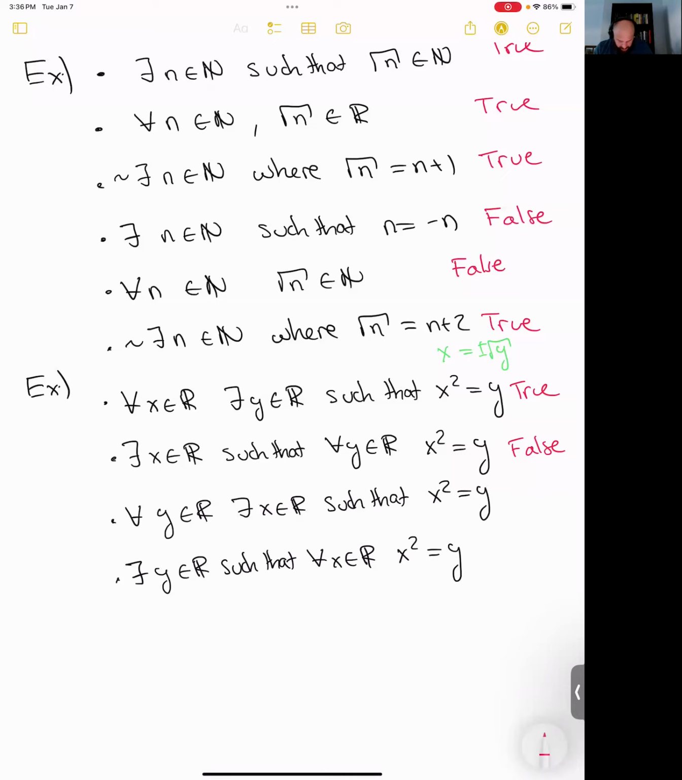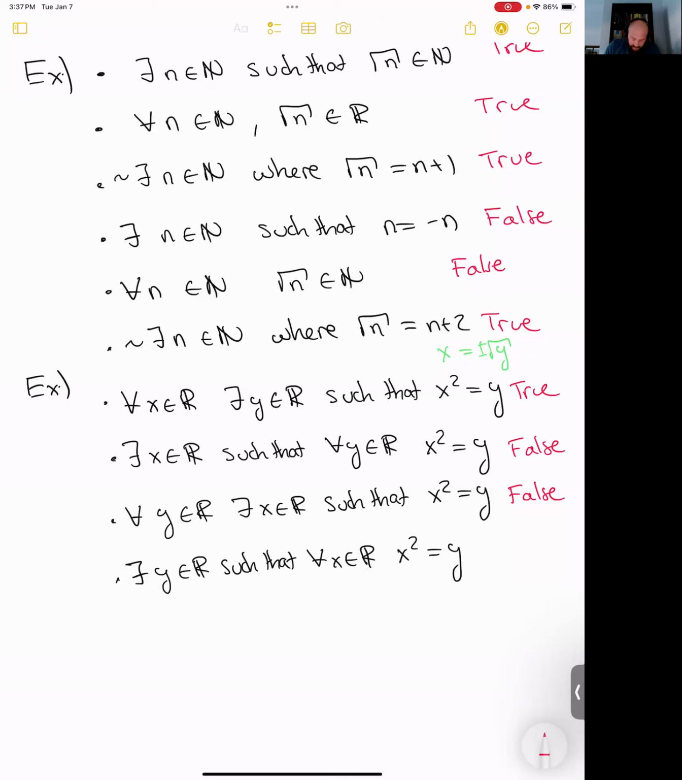Okay, the next one. For all real numbers y, there exists an x such that x squared equals y. Now this is also false, because what if you let y be negative, right? So now you're saying for all real numbers, so that means it has to be true no matter what real number I pick. But if y is equal to -1, then I can't pick any x and square it and get a negative number. So that's false.